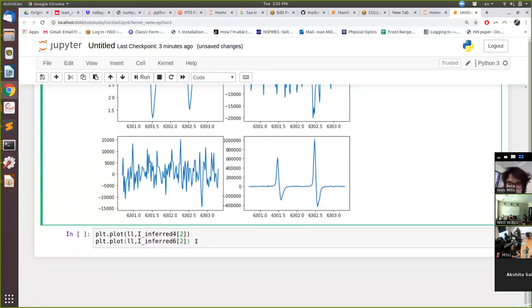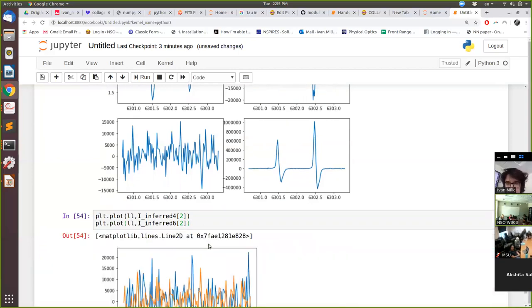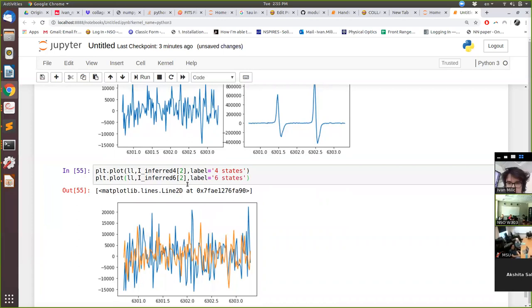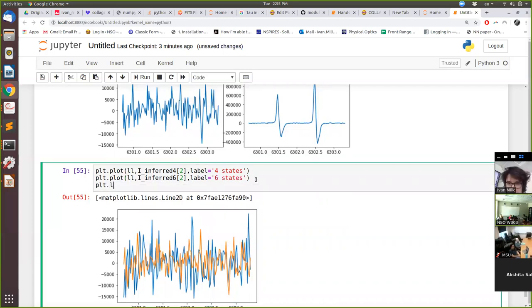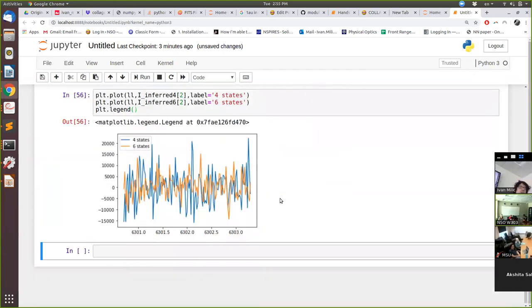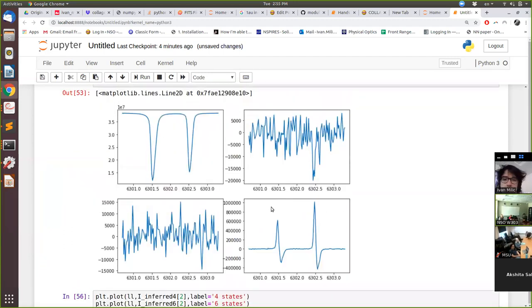But okay, let's plot this and then discuss. So you can see, and I will add a legend so that we... So this is 4 states. No, it's not legend, it's label. And this is label equal 6 states. And then I actually need to tell it to plot the legend. So, if I asked you to bet which one has smaller noise, you would say orange, but we can't really see that, right? And there is, in addition, one thing I forgot.